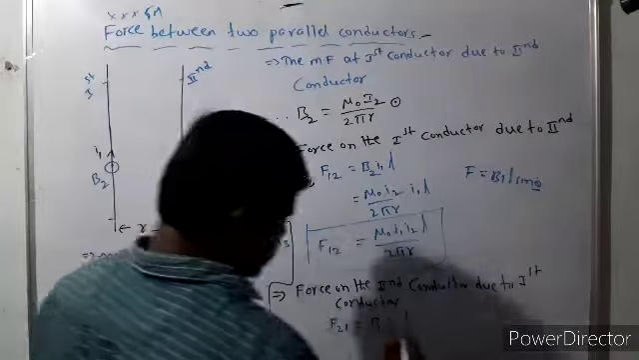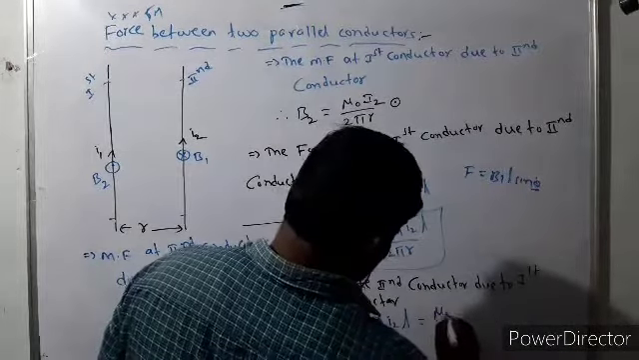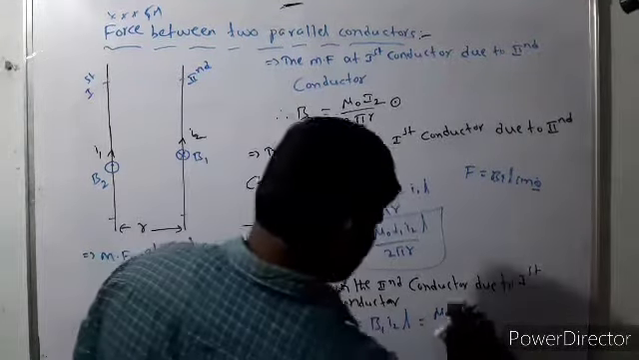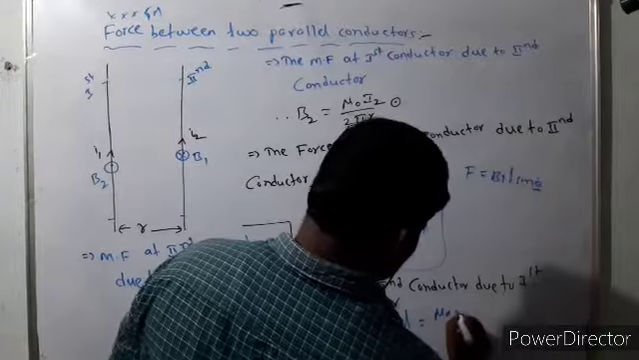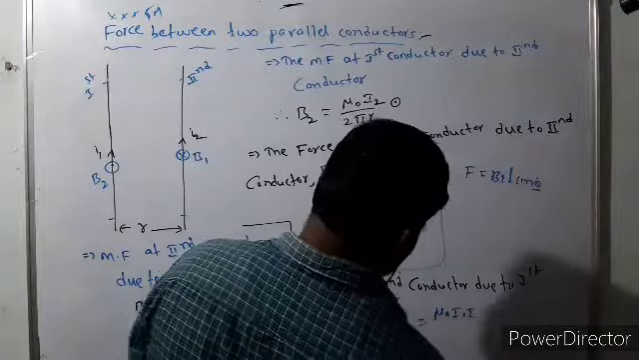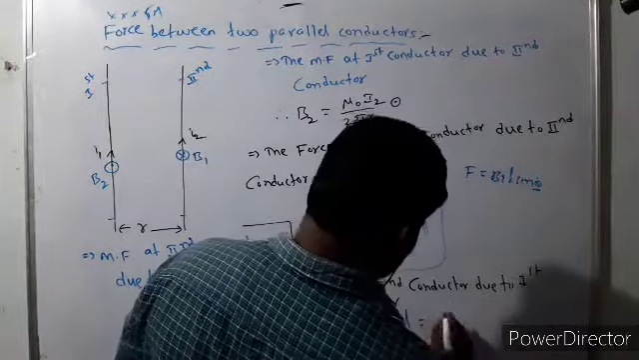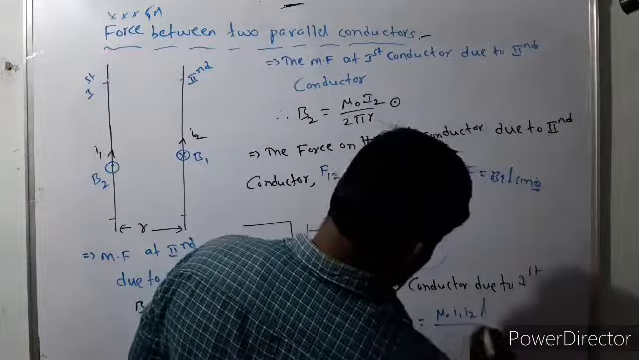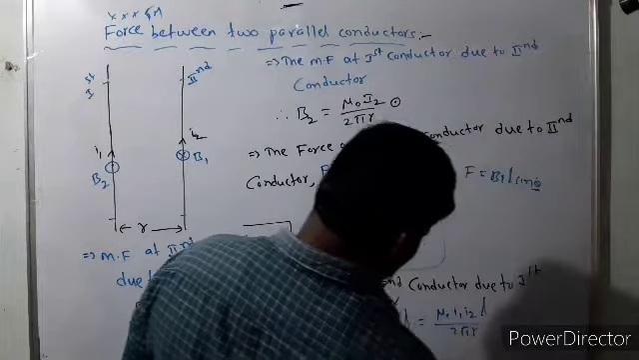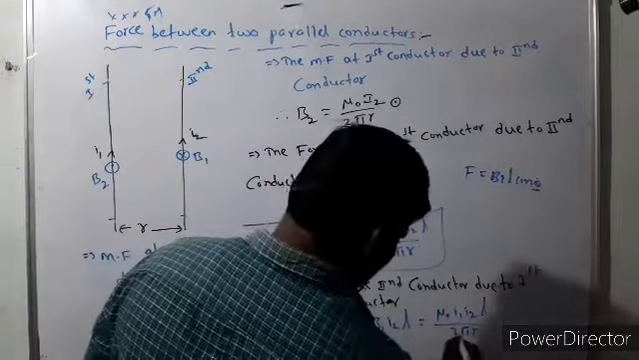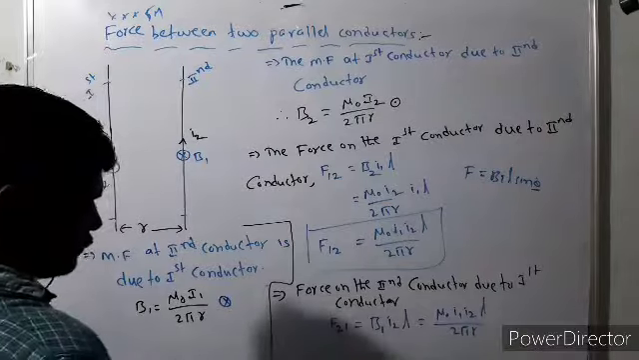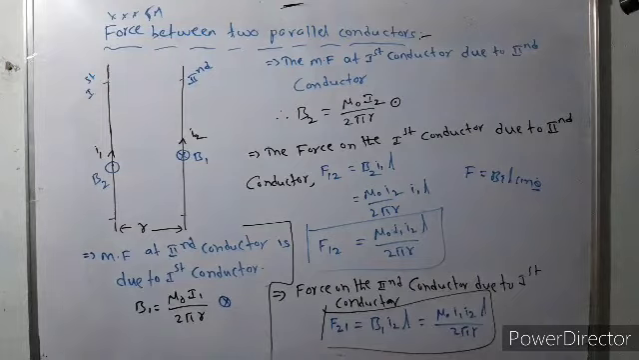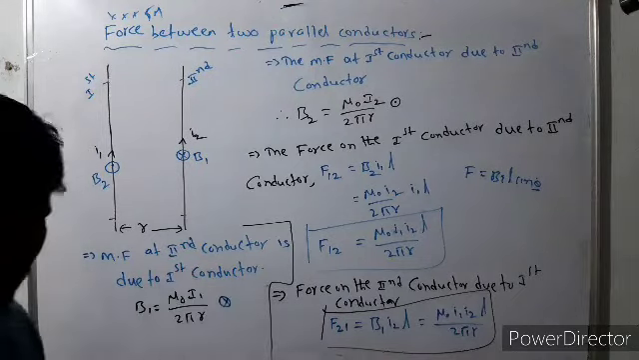If you substitute B1, we can get mu naught I1 I2 L divided by 2 pi r. This is the force on the second conductor due to the first conductor.